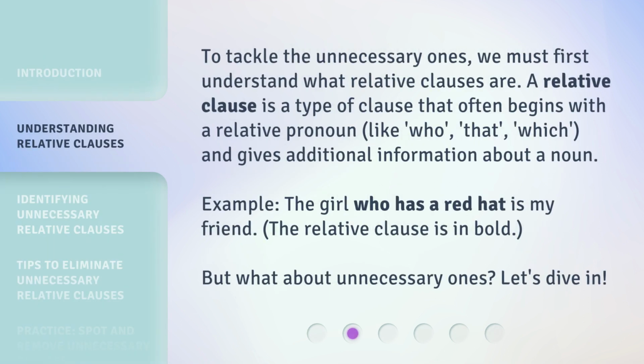To tackle the unnecessary ones, we must first understand what relative clauses are. A relative clause is a type of clause that often begins with a relative pronoun, like who, that, which, and gives additional information about a noun. Example: the girl who has a red hat is my friend. The relative clause is in bold. But what about unnecessary ones? Let's dive in.